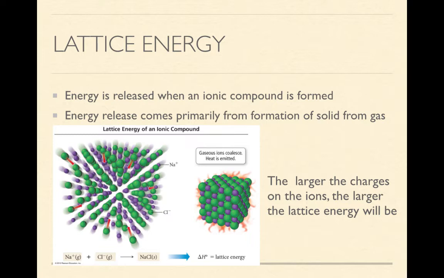Now the larger the charges on the ions, the larger that lattice energy will be, just because of that stronger electrostatic attraction. More energy would have been absorbed to get them into the gas form, and then a stronger attraction as they come together in a solid is going to release even more energy. So if we had ions with a 2 plus and a 1 minus, that would be greater than a 1 plus and 1 minus. If I had a 2 plus and a 2 minus, that would be even greater, etc. As the charges go up, the energy that gets released when it becomes a lattice goes up as well.